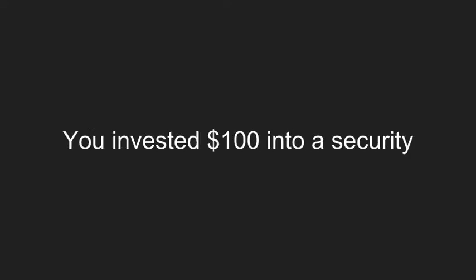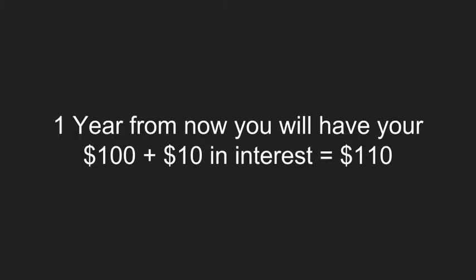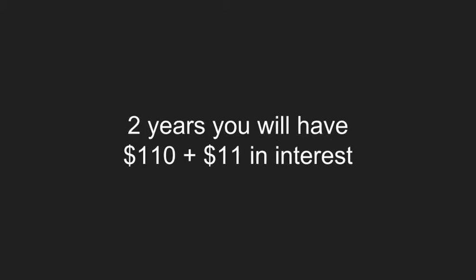Let's say you invested $100 into a security that gives you 10% interest that compounds annually. So today the investment is worth $100. In 1 year you will have your $100 plus 10% interest, which comes to $10. So total you'll have $110. Now 2 years from now you will have your $110 plus $11 in interest, because that's 10% of 110. Your principal plus the interest you earned last year, so it comes out to $121.